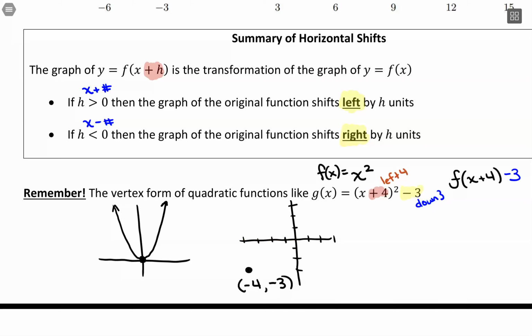Which is exactly what we learned with this vertex form. Remember, x changes sign, y stays the same. And then we'd have our quadratic. So we've already seen these shifts come through with this vertex form. We just hadn't learned graph transformations yet to make that connection. We'll talk about that some more in our future videos.